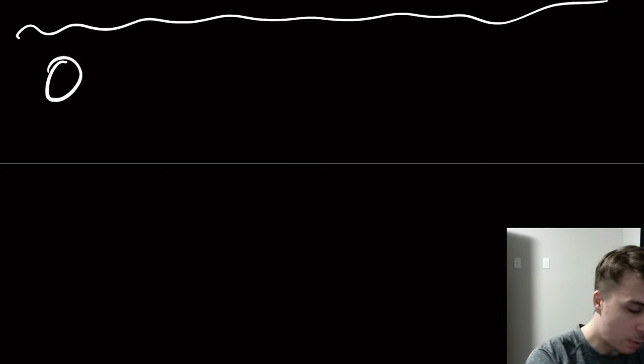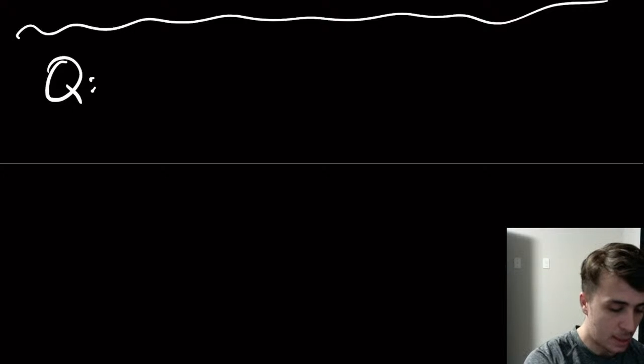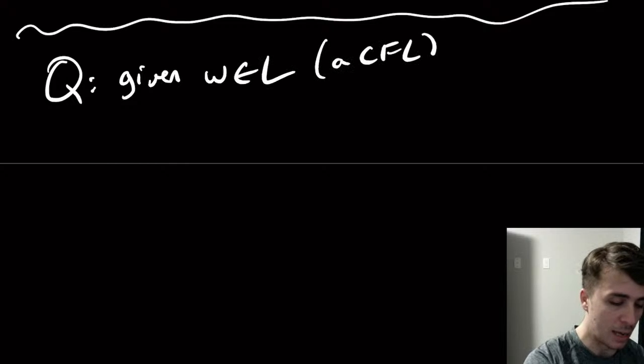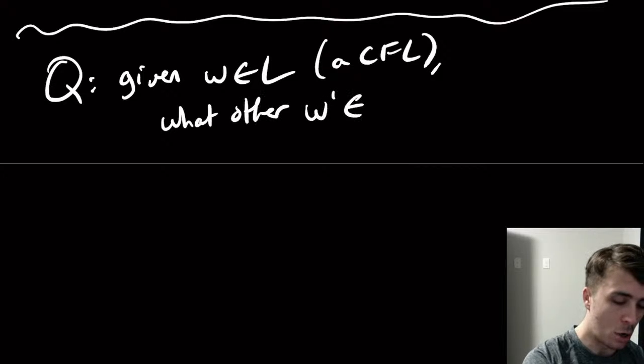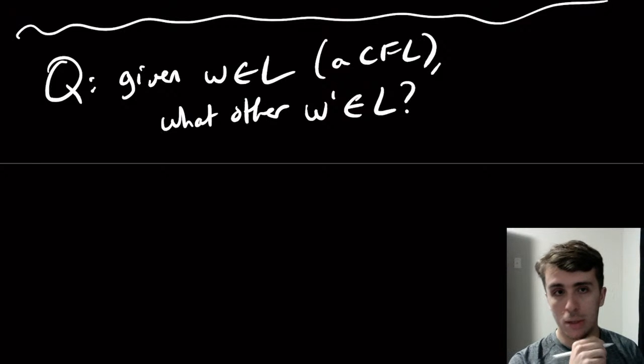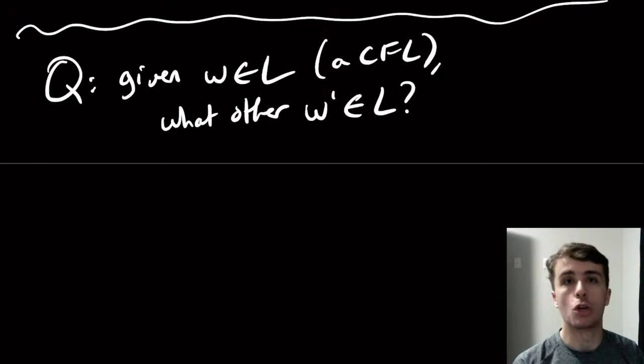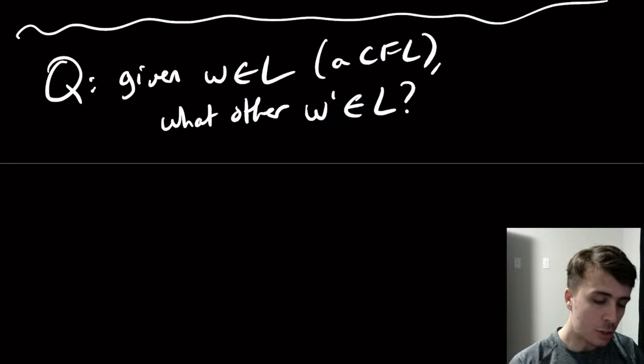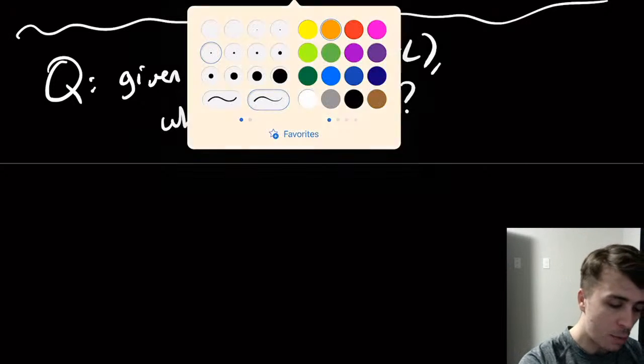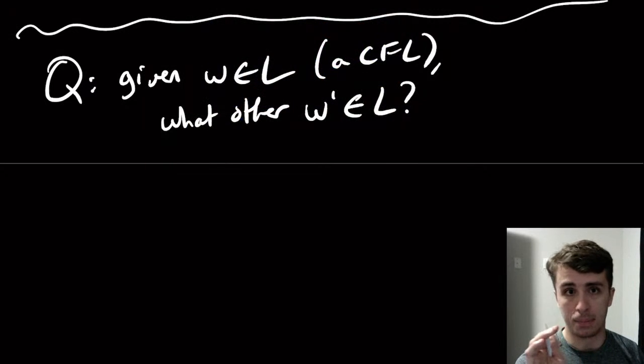Okay, so the question we want to answer is, given W in L, which is a context-free language, what other W prime are also in L? So if I have a certain string in the context-free language, could we infer anything else? It turns out that we can. The way that I want to present this is, I just did a video on this topic a few days ago, so I'm not going to show all the motivation for it, but I'm just going to jump to the punchline, so to speak.